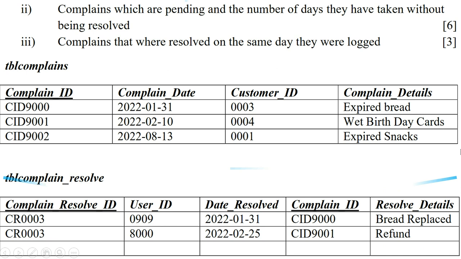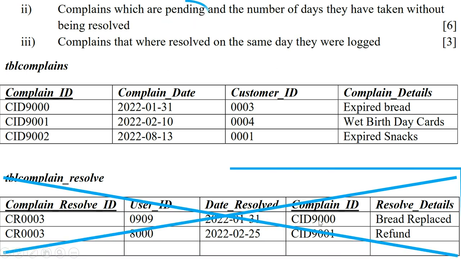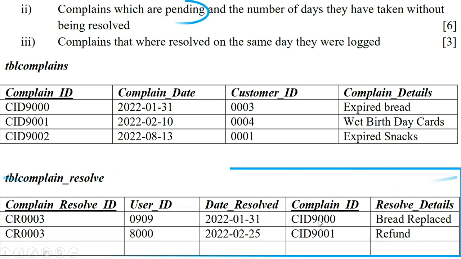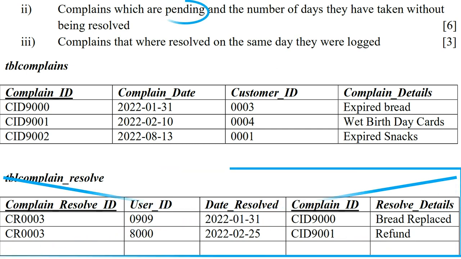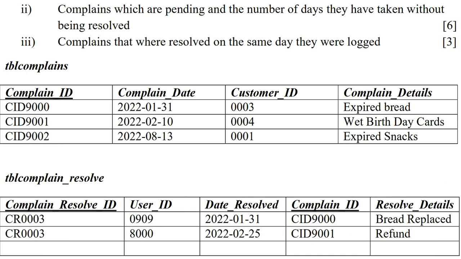Meaning to say we are going to have CID 9000 not displayed because it exists in table complaint resolve. CID 9001 we're not going to have it. So we're going to display only CID 9002, because it's the one that is not resolved. It's the one that is not existing inside the table complaint resolve.